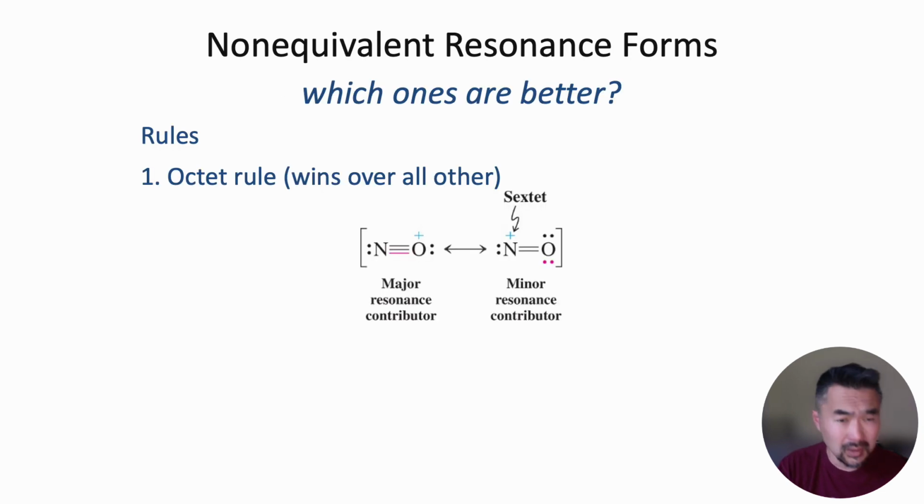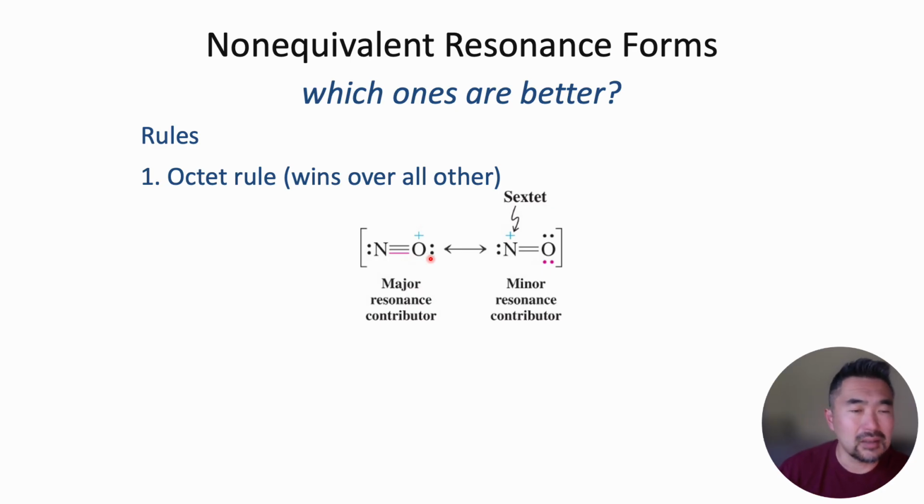Now, sometimes some of the resonance forms are not equal, which means one resonance form is preferred over the other, and we would call that the major resonance contributor. What we mean by that is the actual structure of this NO cation that we are looking at is the hybrid of these two, but the major contributor contributes to the actual picture of this molecule more than the minor resonance contributor.